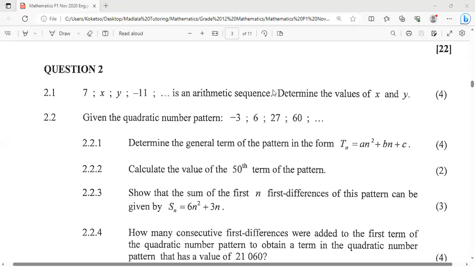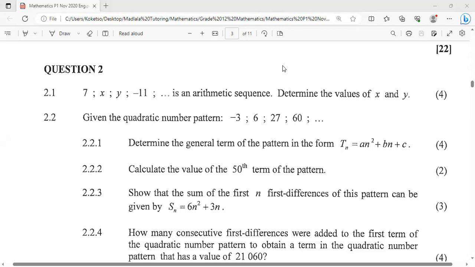So for today, I want us to talk about sequences and series. So let's look at question 2.1. It says 7, x, y, negative 11 is an arithmetic sequence. So we know the sequence goes all the way to infinity, like that. So the question says, determine the values of x and y.